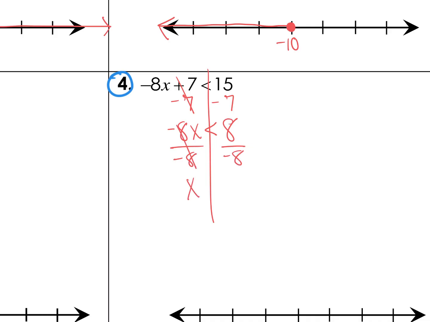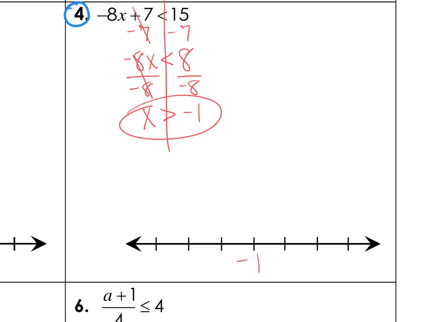This side you're left with x. Before you write this inequality, did I multiply or divide? Yes, I divided by a negative. So I need to flip my inequality. 8 divided by negative 8 leaves you with negative 1. This is what we're graphing.